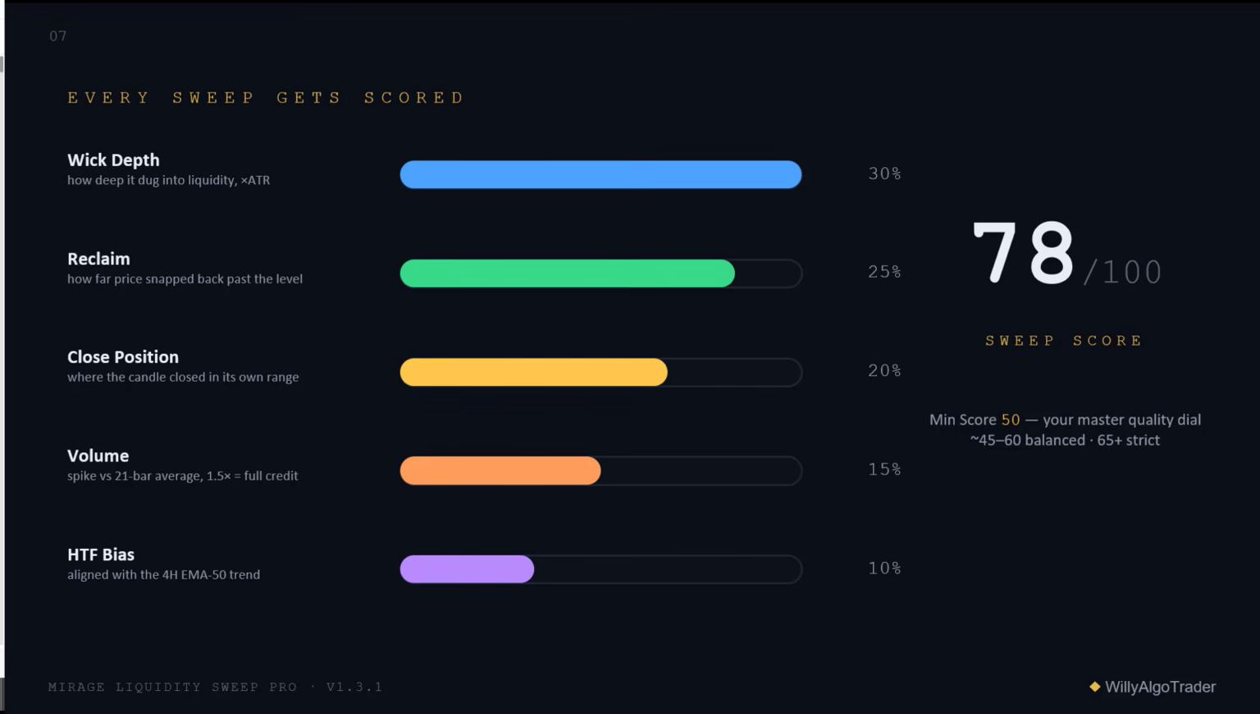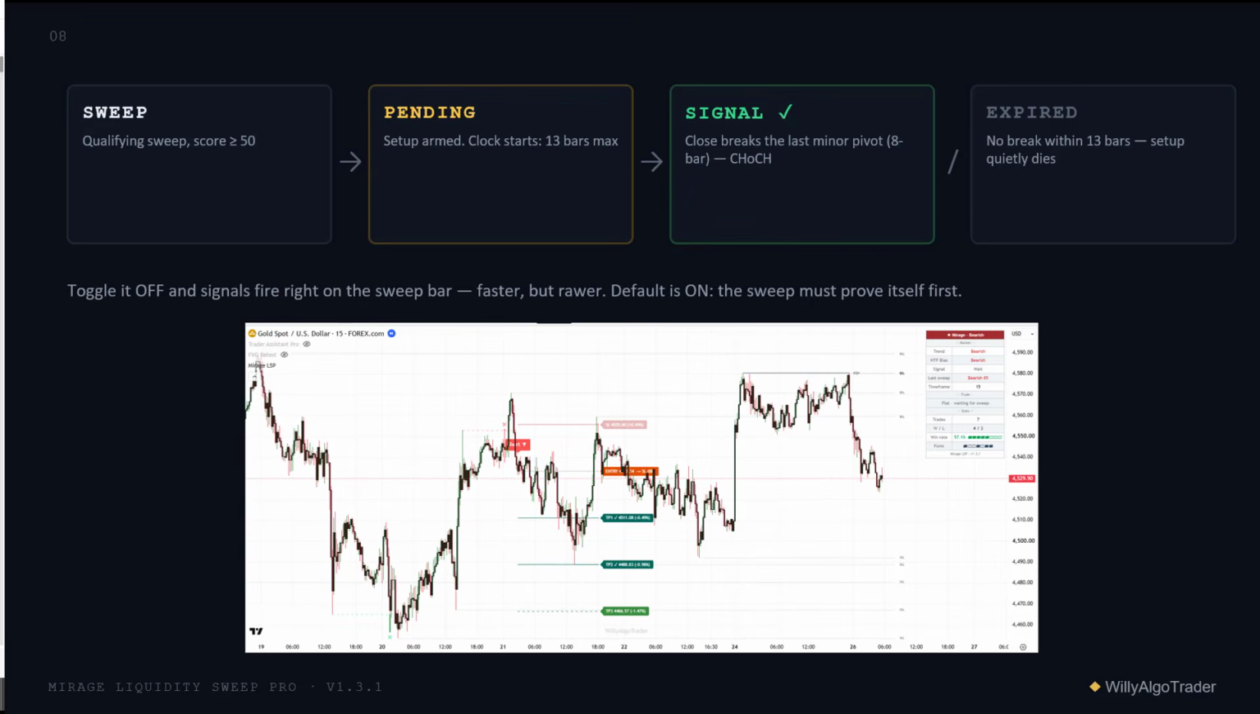Factor 5, 10%, higher time frame bias. Is this sweep pulling with the bigger trend or against it? Add it up and a sweep only qualifies when it clears your min score, default 50. That's your master quality dial. Crank it up, fewer, cleaner signals. Drop it, more.